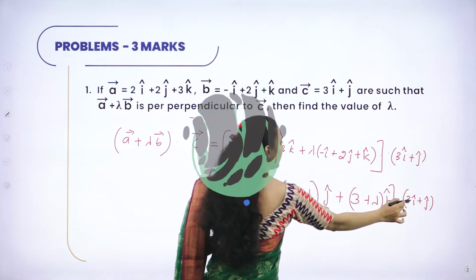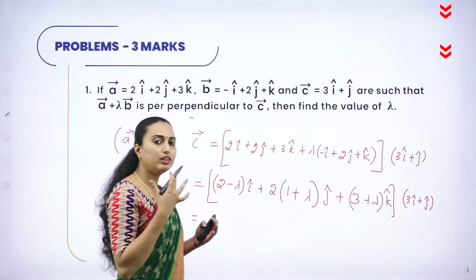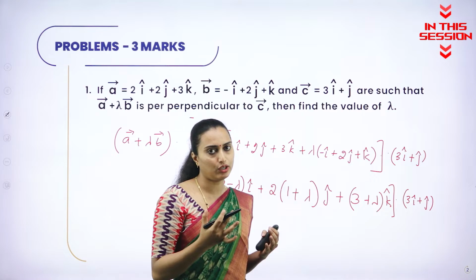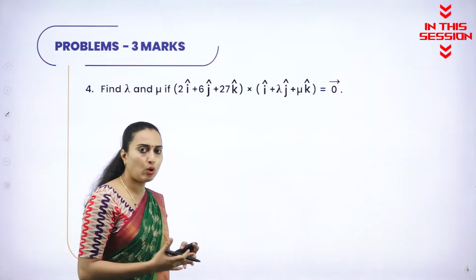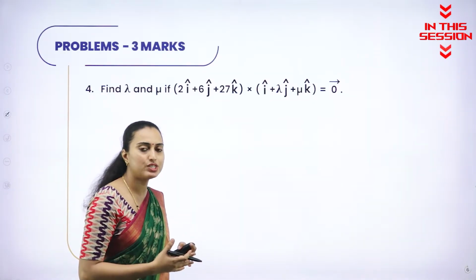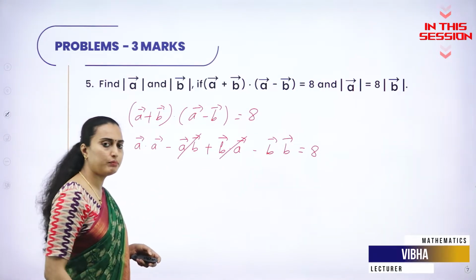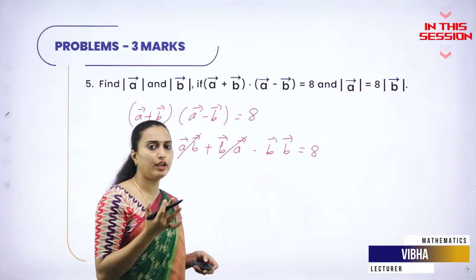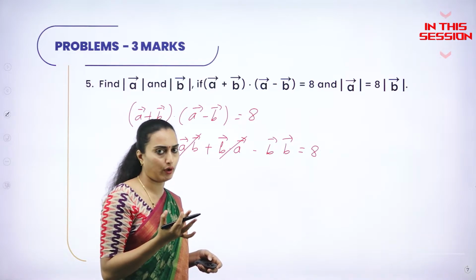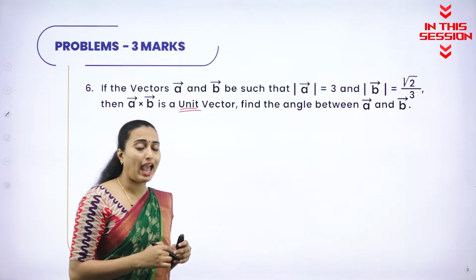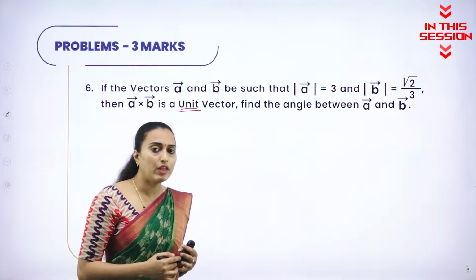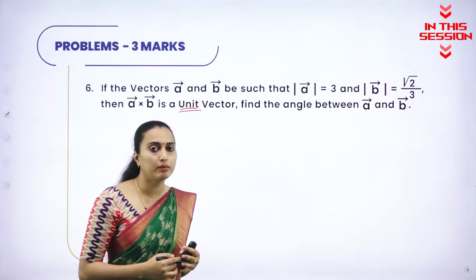I dot I gives you 1, I dot the other terms gives you 0. 0i plus 0j plus 0k, which is called 0 vector. This a dot b and b dot a will get cancelled because a dot b is equal to b dot a according to the commutative law of the dot product. If they have given the cross product, angle is nothing but sine theta. If they have given a dot product, angle is nothing but the cos theta.